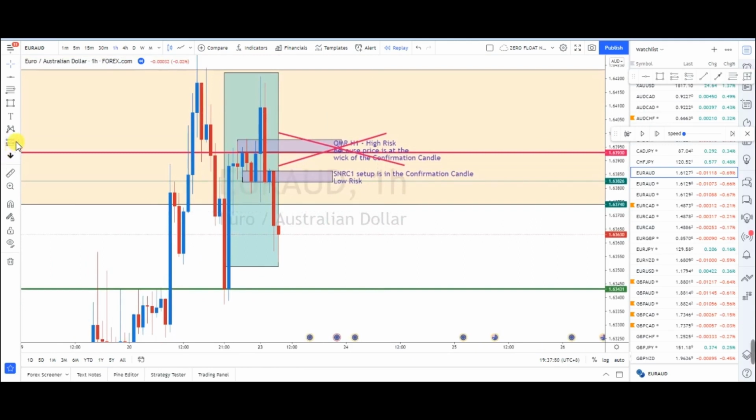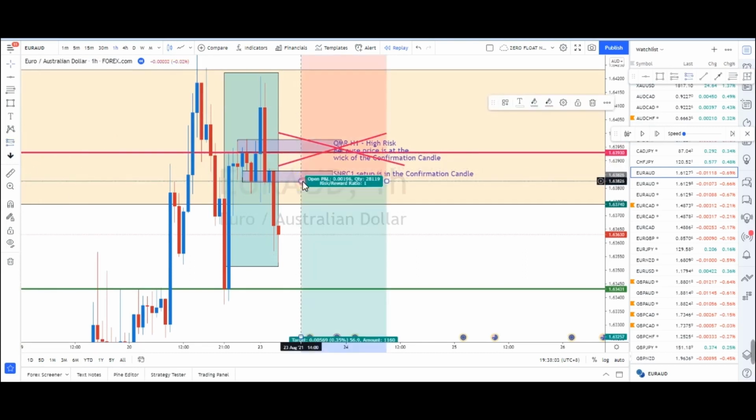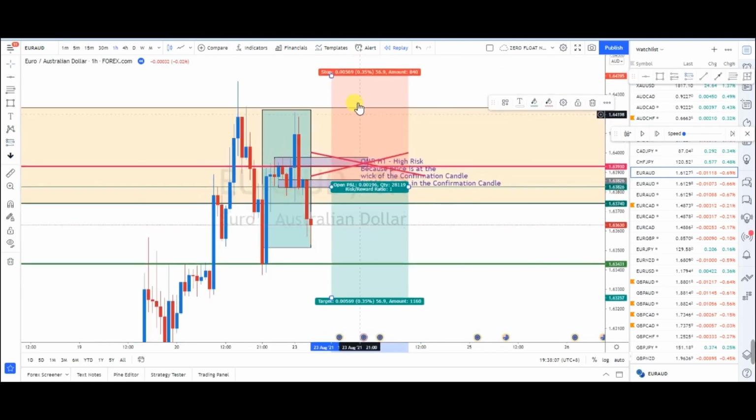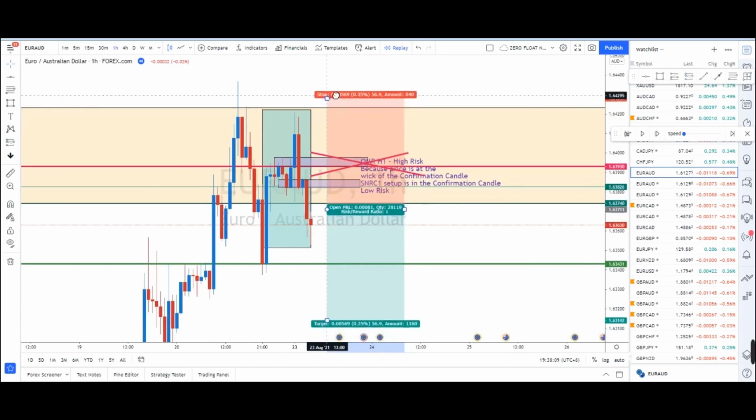Let's take this one. For our position, we have to calculate our risk and reward. So this is a short position. A short position means it is a sell position. Click this area, our entry point. There we go. Next, we shall adjust our risk and reward.